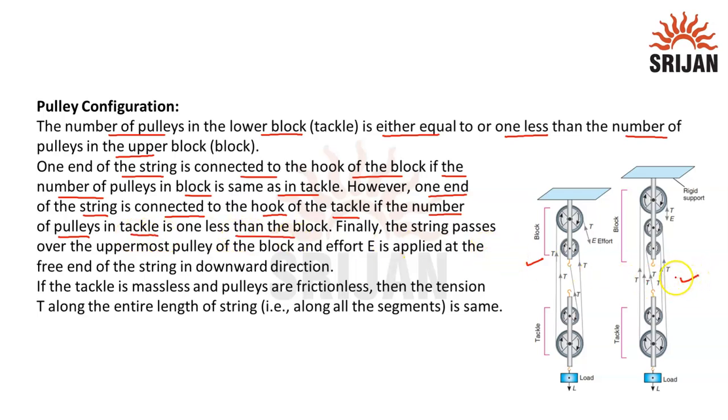Like in this picture, you can see that one end of the string is connected to the hook of the tackle if the number of pulleys is less than that of the block. Finally, the string passes over the uppermost pulley of the block and effort E is applied at the free end of the string in a downward direction. If the tackle is massless and the pulleys are frictionless, then the tension T along the entire length of the string is the same.